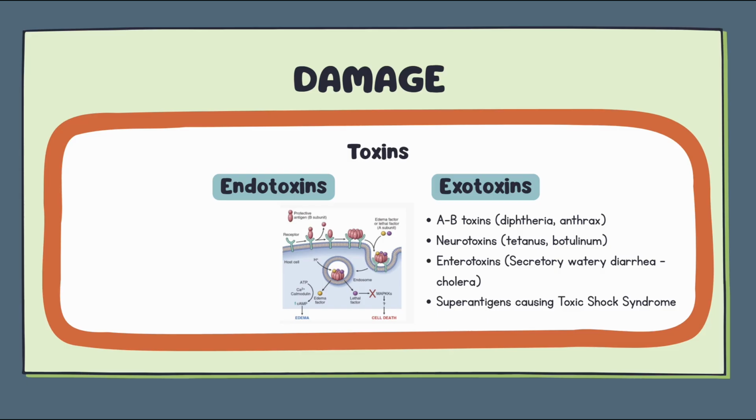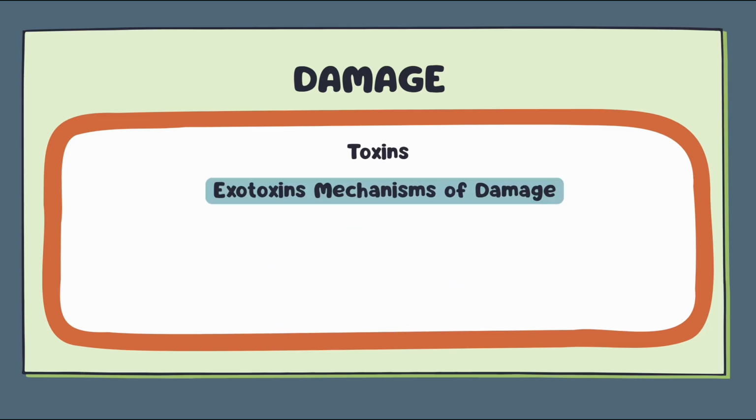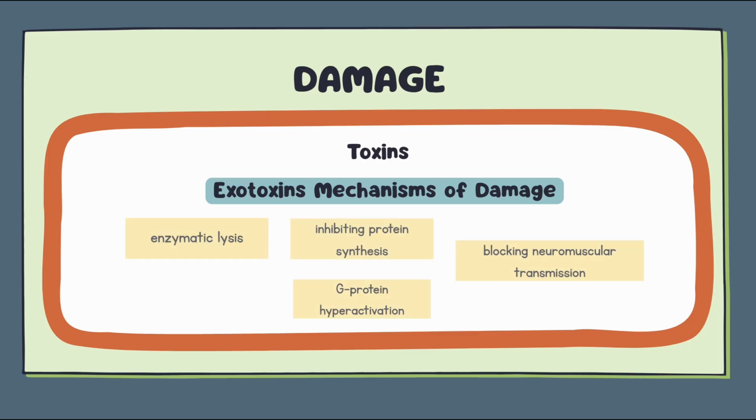Okay. What are the mechanisms in which exotoxins cause damage? They may cause enzymatic lysis of the cell. They may cause pore formation in the cell membrane, or inhibition of protein synthesis, or G protein hyperactivation, and we see this in cholera, or blocking neuromuscular transmission, which happens in tetanus and botulinum toxins. So these are some of the ways that exotoxins can cause damage.